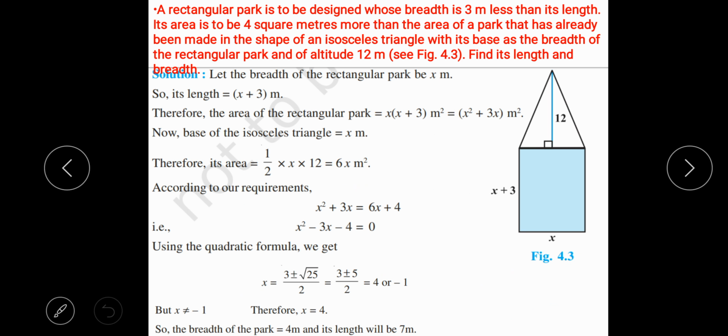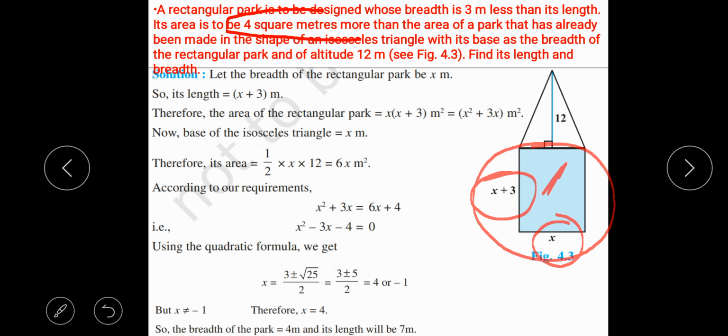The very first question is here. We are given that a rectangular park is to be designed whose breadth is 3 meter less than its length. So let us consider a rectangular park whose breadth is 3 meter less than its length. If length is x plus 3, then breadth is x, because breadth is 3 meter less than its length. Also the area of this rectangle is 4 square meter more than the area of the park that has already been made in the shape of an isosceles triangle.